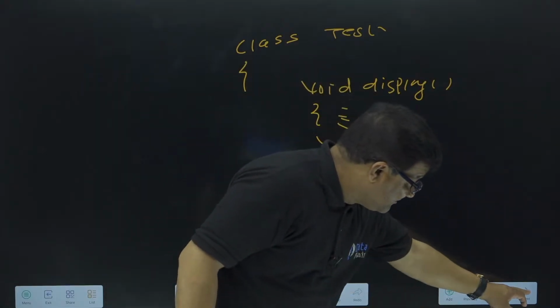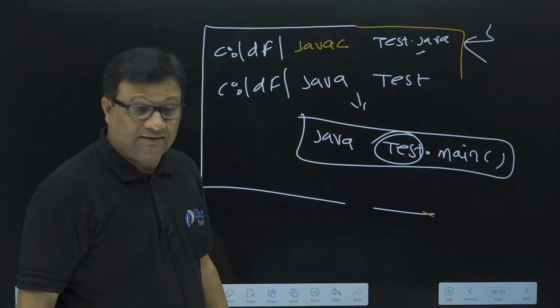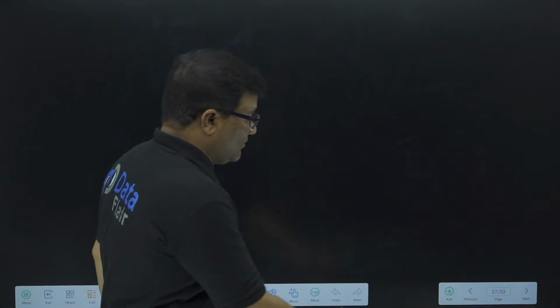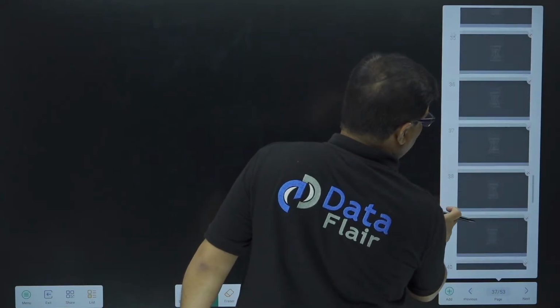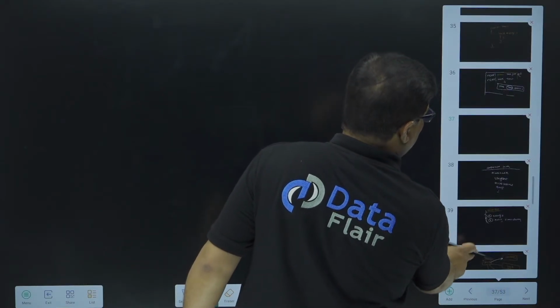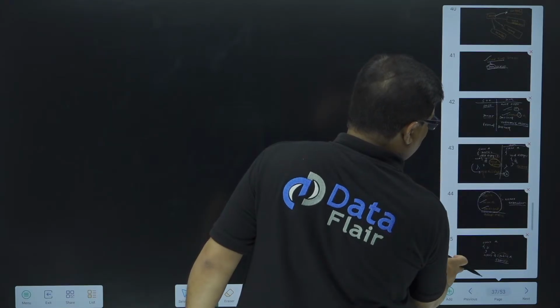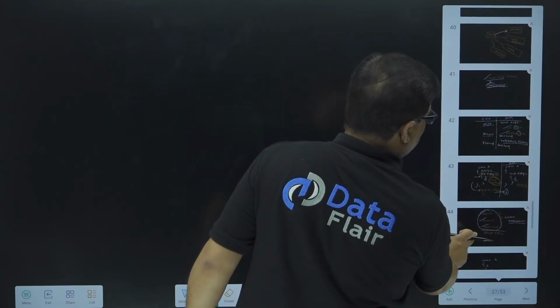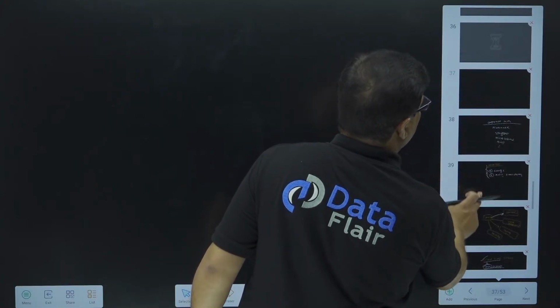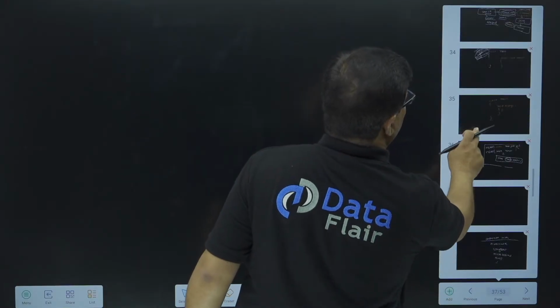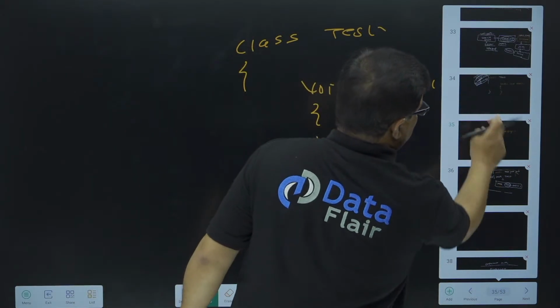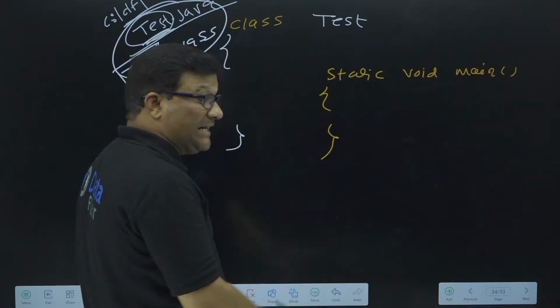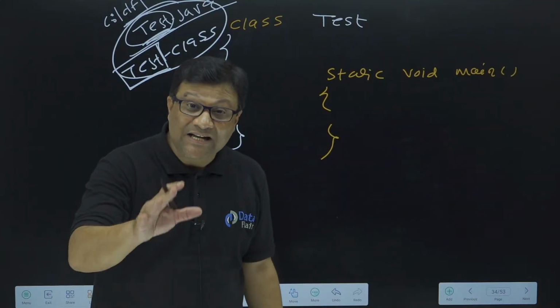Now, what does it mean? It is a default public method. Where is our main? This main in Java is default public. It is not public. Yes, this one. So this main in Java is a default public method.